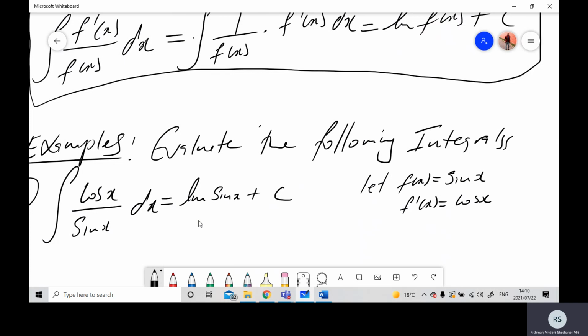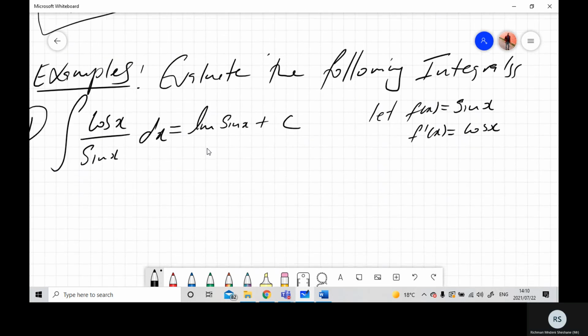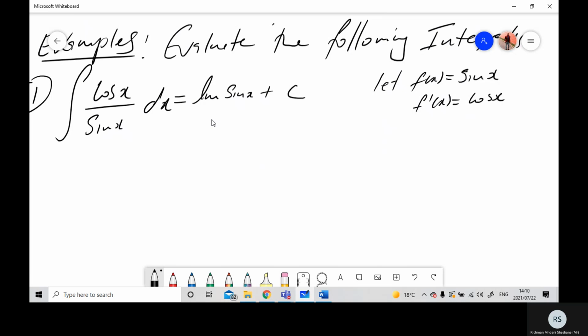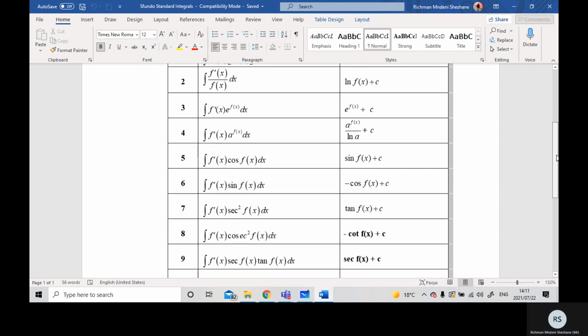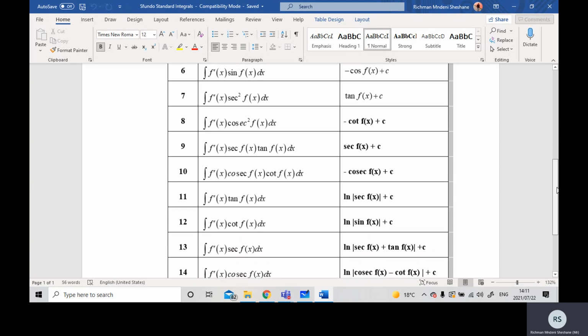This is the first method. Some students may write this cos of x over sine of x as cot x dx, and then you want to integrate cot x. We're still coming to this. We call it the trig form, the integral of trig form. It's given here.